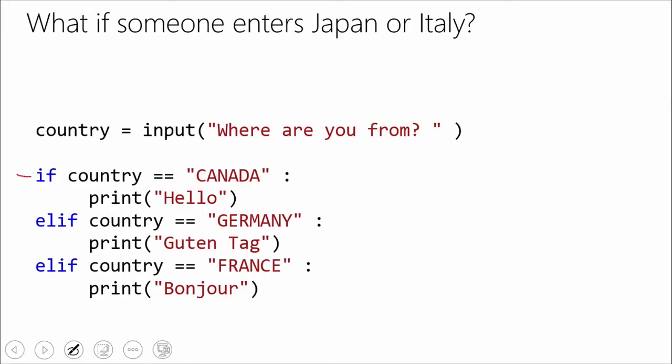It's going to check the first one. So let's say we entered in Japan. Country equals Canada? Well, nope, that's not it. Let's go down. If country is Germany, nope, that's not it. If country is France, nope, that's not it. So in this particular case it's just going to exit out of that if block, because we didn't tell it what to do in the case of Japan.